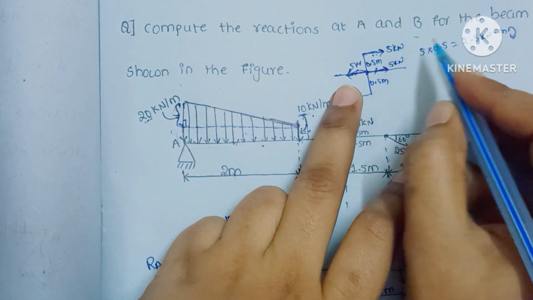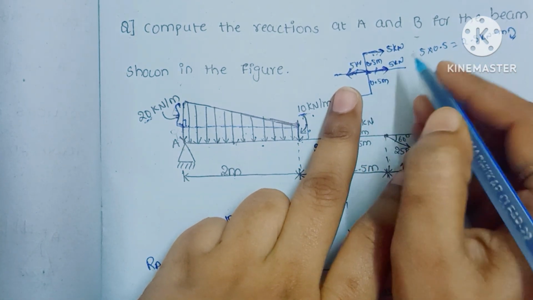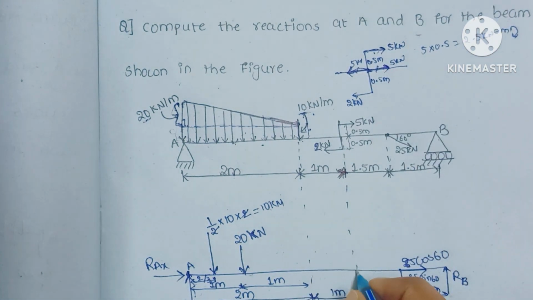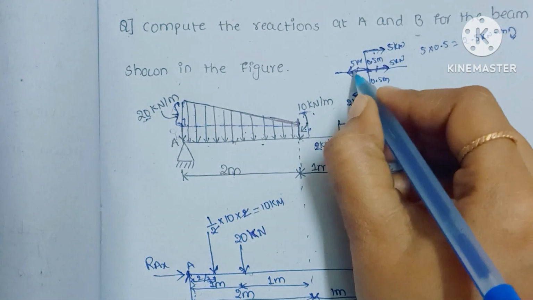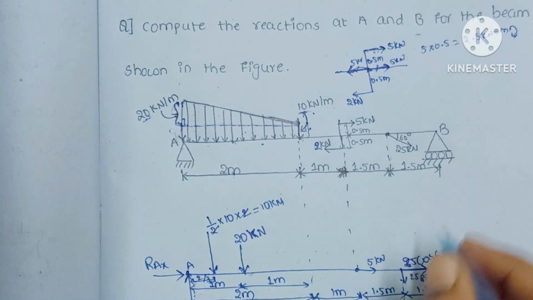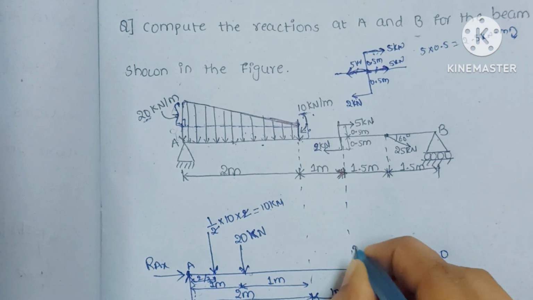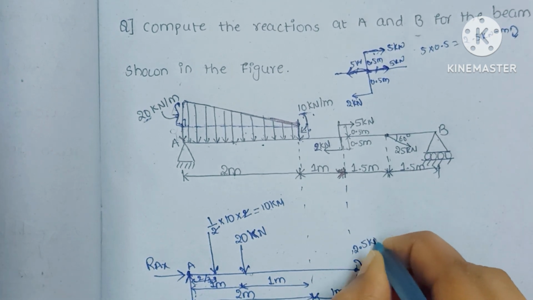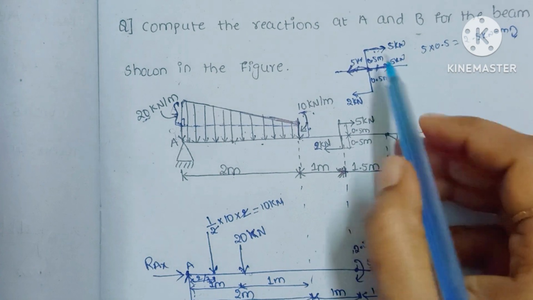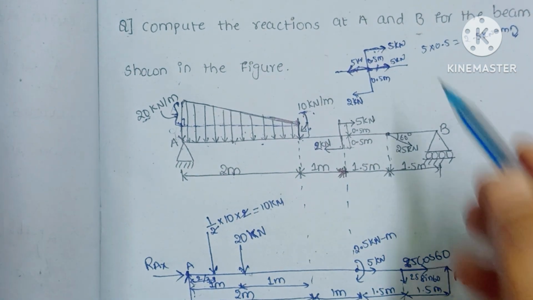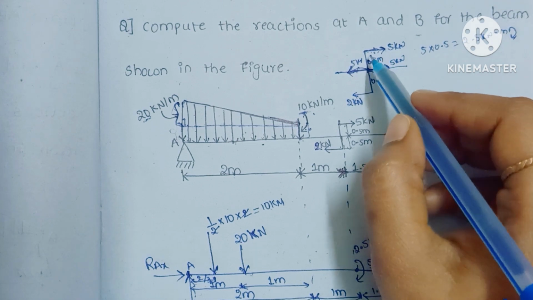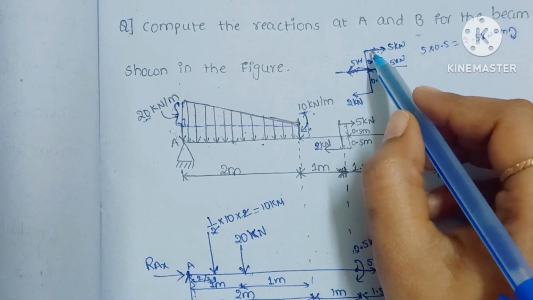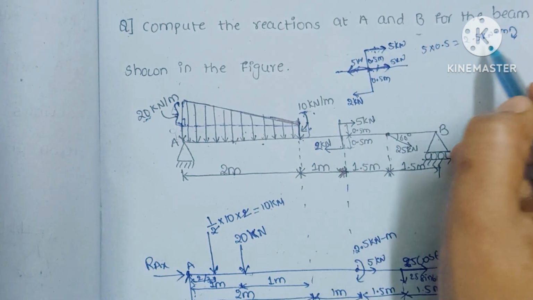Understood? In this way, and here we have one extra force. So I am writing here, see. We have this 5 kilonewtons of force and here we have a moment, that is 2.5 kilonewton meters. So in this way we can transfer load from one point to here, and due to this effect we have that moment.